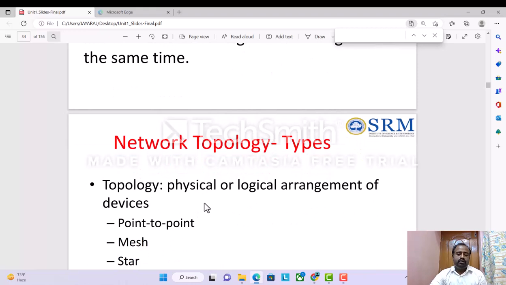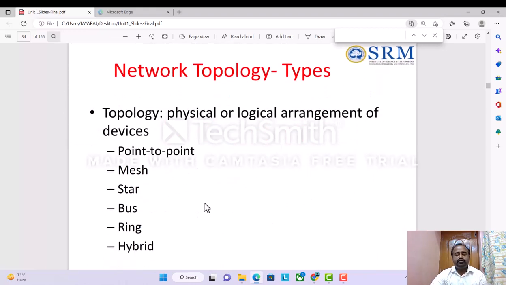Then network topology. These are the various topologies we are going to see: point to point, mesh, star, bus, ring, and hybrid.